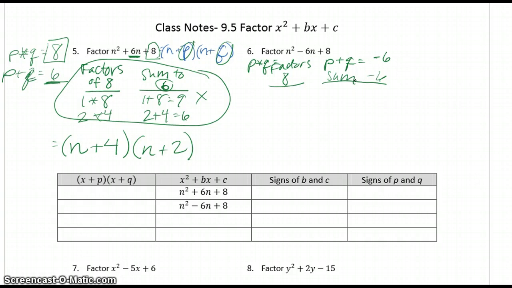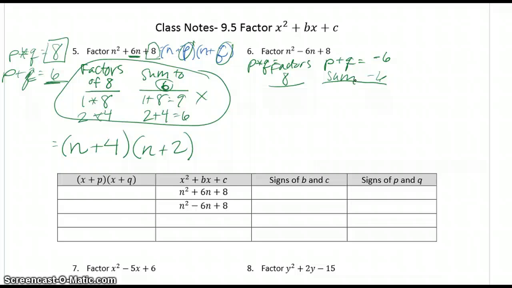So at least one of them has to be negative, but what are the ways we can multiply two things together to get a positive number? We have a positive times a positive, or a negative times a negative. So what has to be true about p and q here? They both have to be negative.